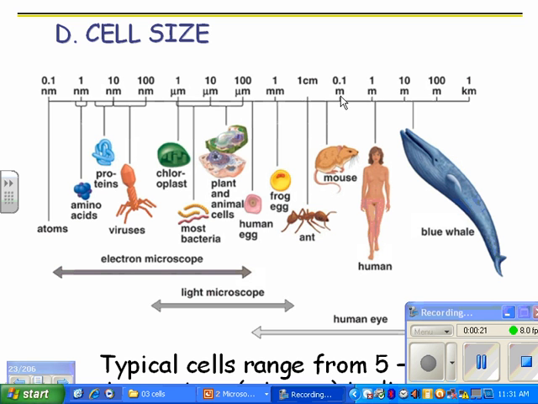And then here's 0.1 meters. So we're going down an order of magnitude with each leap. So here's the size of a little mouse, and here's an ant. Here's a frog egg. Here's a human egg. This is about as little as we can see.